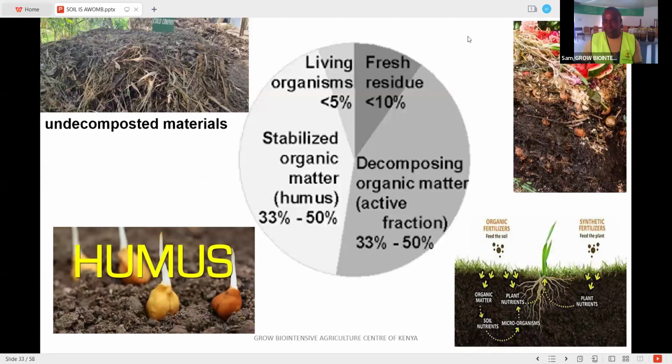Look at this picture here. I don't know whether you can be able to see my cursor. There's this picture on the right-hand side, and it tells us the differences between synthetic fertilizers and organic fertilizers. Organic fertilizer is converted into organic matter, and then it feeds the soil, and the soil also feeds microorganisms or microbes that are in the soil, and then it feeds the plant. So it's a process. But synthetics feed the soil directly.